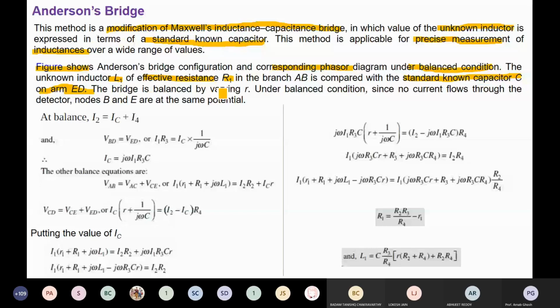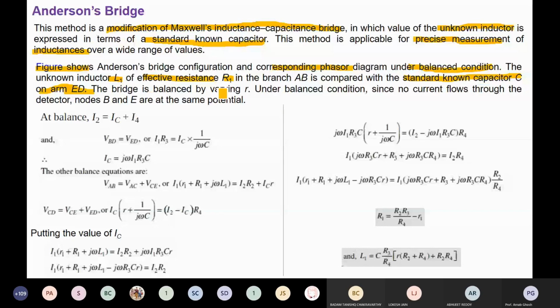Under this balance condition, since no current will flow through the detector between nodes B and E, they are at the same potential. So under balance condition, there will be no current flow between B and E. So that means it's the same potential, and there will be no current flow.